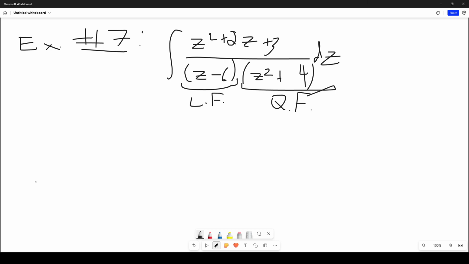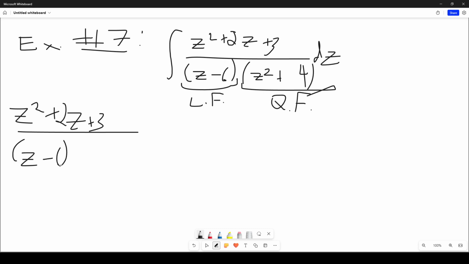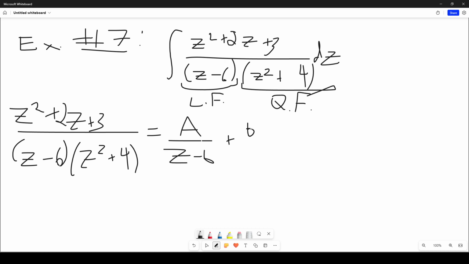So we know our function (z squared plus 2z plus 3) over (z minus 6) times (z squared plus 4) is going to be of the form A over z minus 6, plus (Bz plus C) over z squared plus 4. Okay, this is the start. This just comes from the algorithm.